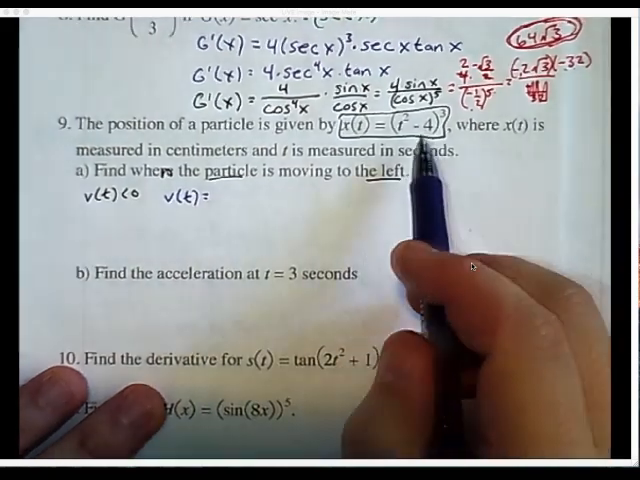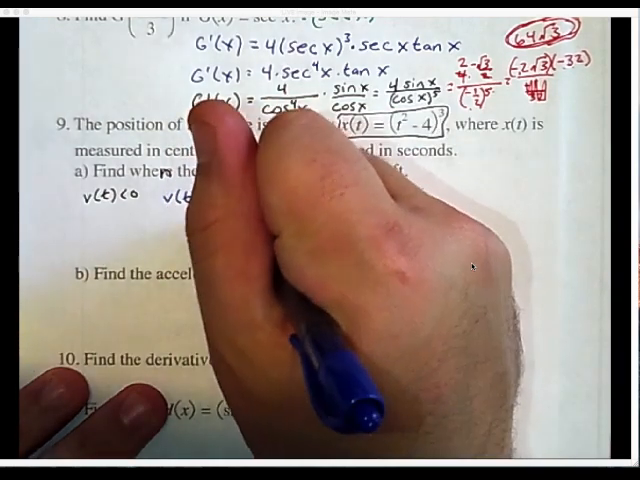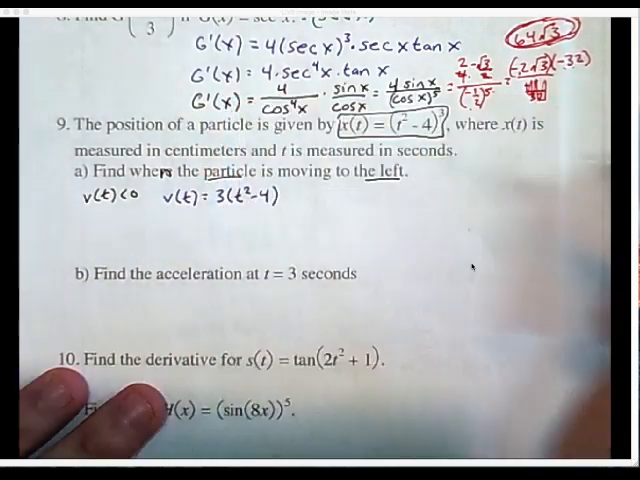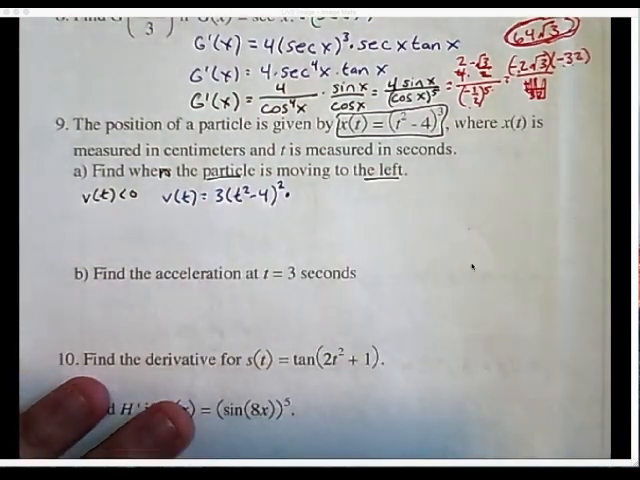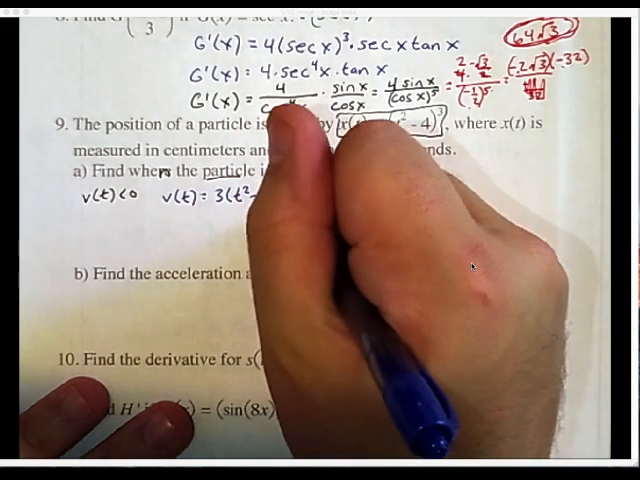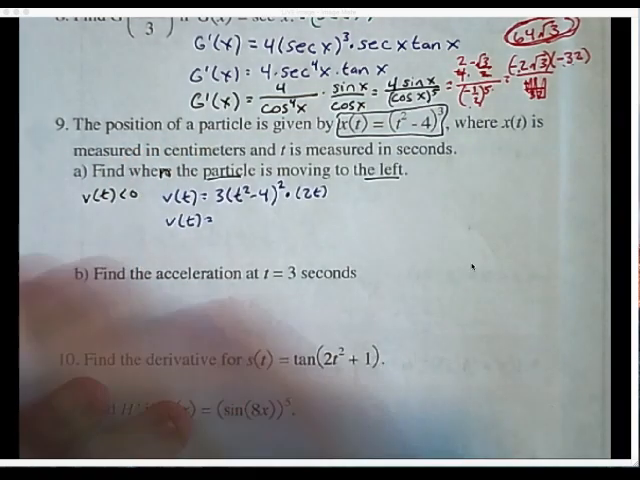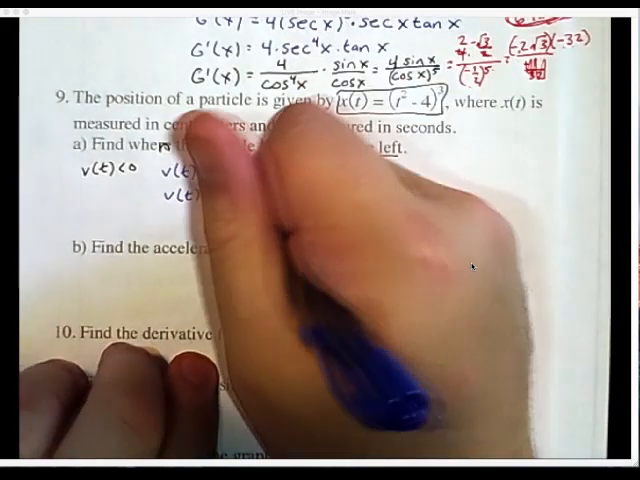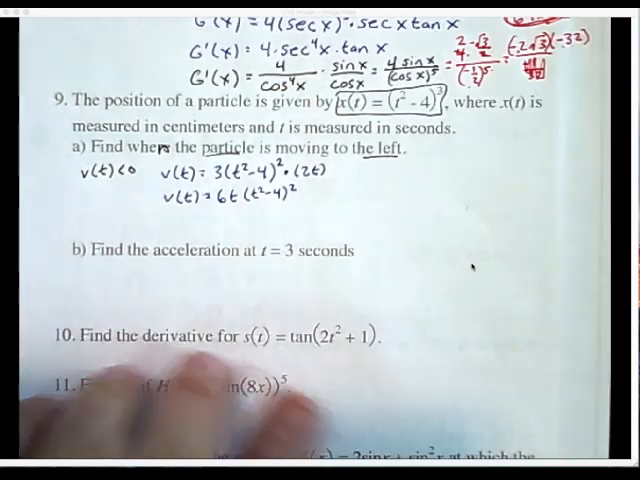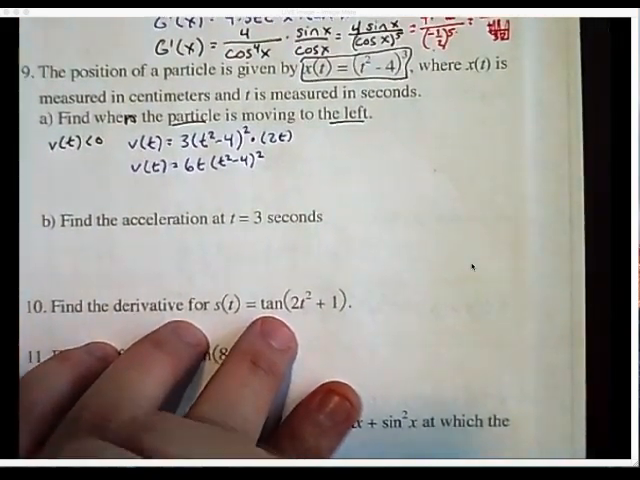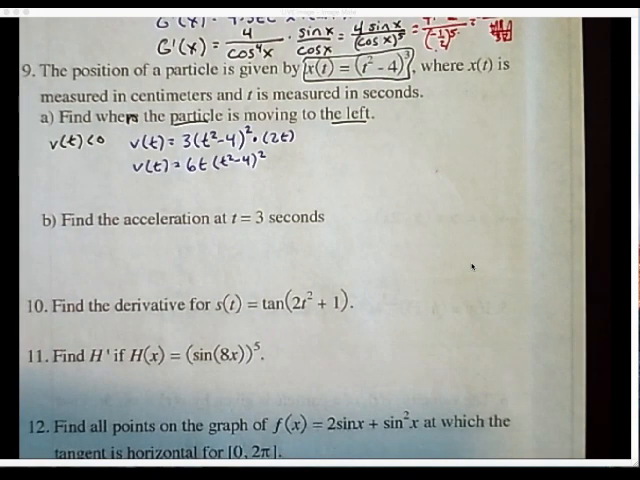The velocity is the derivative of position. So the 3 comes down, the parenthesis stays the same, the power gets reduced by 1, times the derivative of the inside, using the chain rule. Derivative of t squared minus 4 is simply 2t. So if I want to rearrange some of this, I got a 3 times a 2t, that's a 6t. And then I got a t squared minus 4 squared. Okay. So that's the velocity equation.